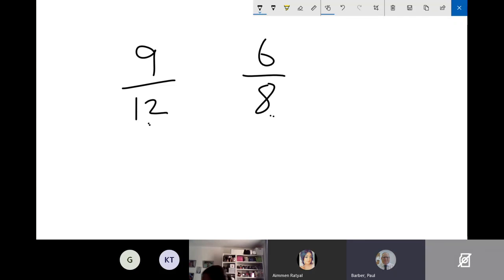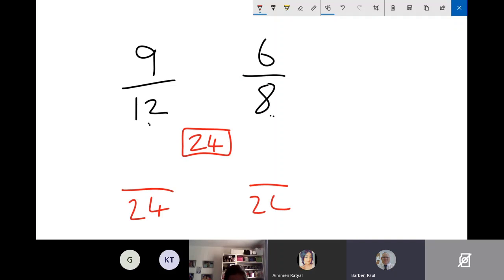Now, 12 and 8 don't go together particularly well. We can't reduce 12 down to 6, for example. We can't keep halving it because we've got an odd number on top and even on the bottom. One thing I can do, and this is just from looking at it, I know that both of those go into 24. So what I want to do is try and make both my calculations out of, or over, 24.